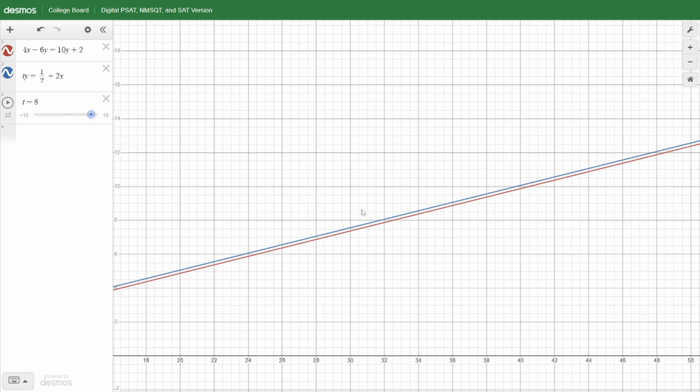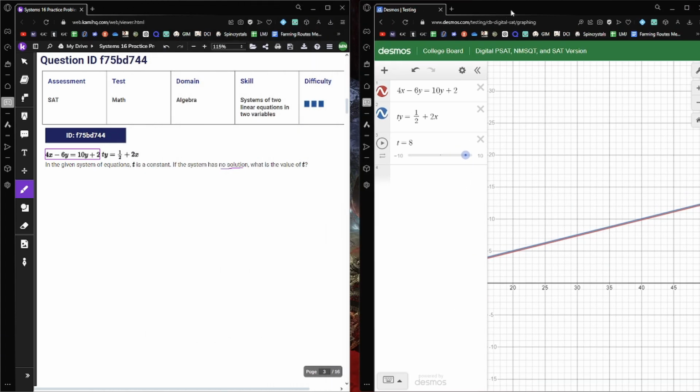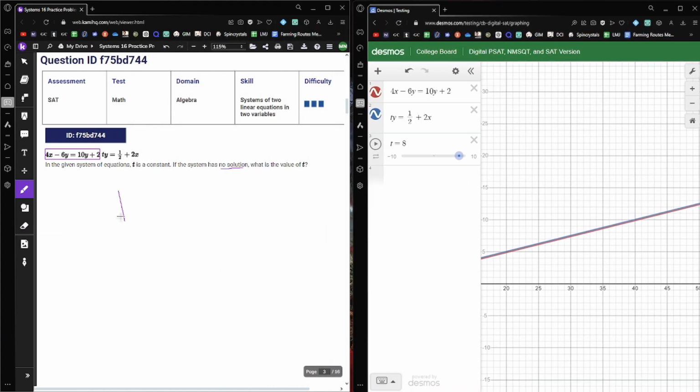Yeah, I'm feeling pretty good about it. So I think T is 8. Hold on, I gotta write it down. Oh shoot, ignore that Elden Ring in the back. Ignore that. t is equal to 8.